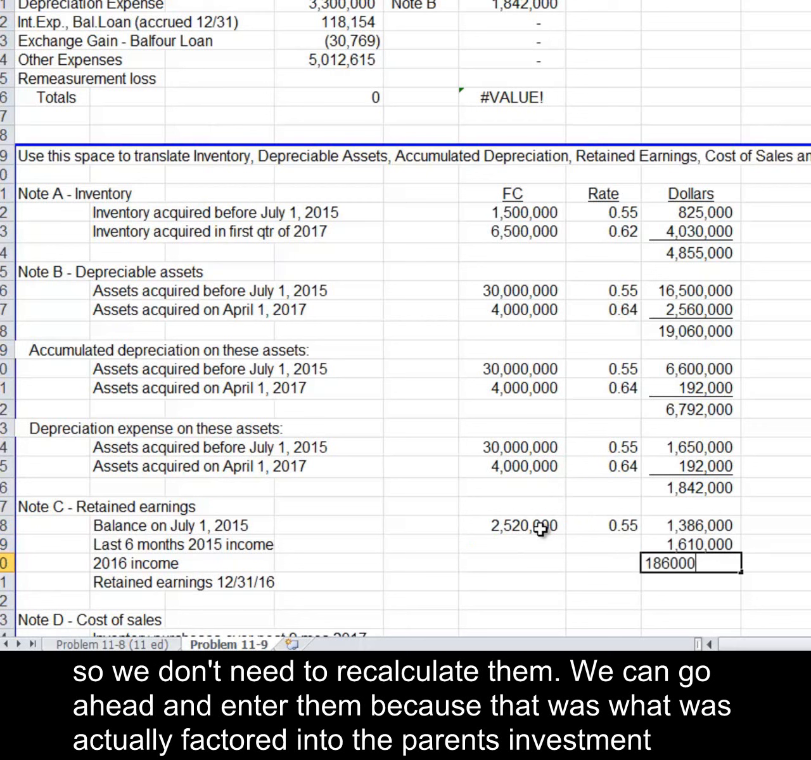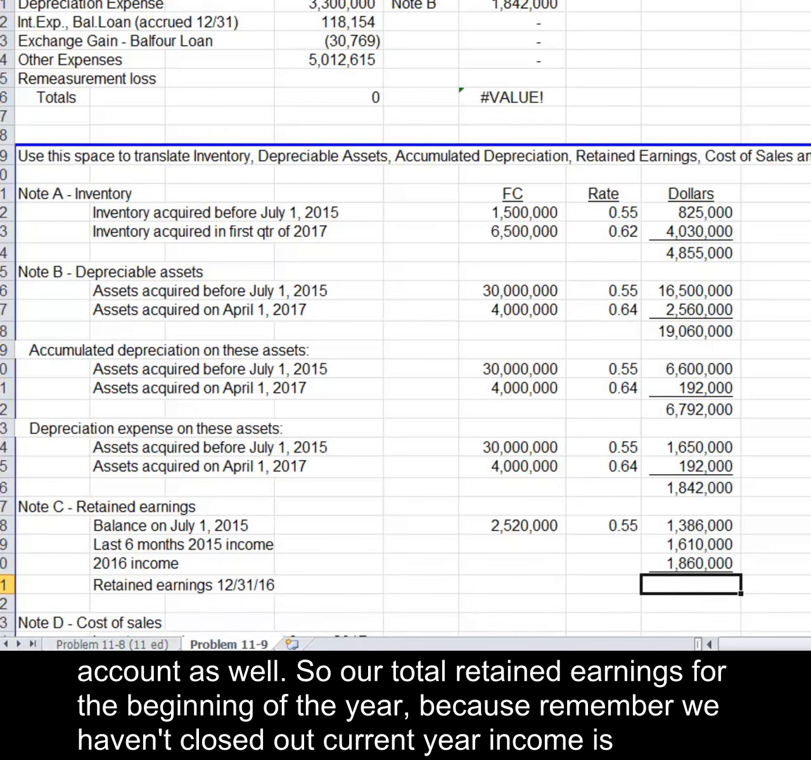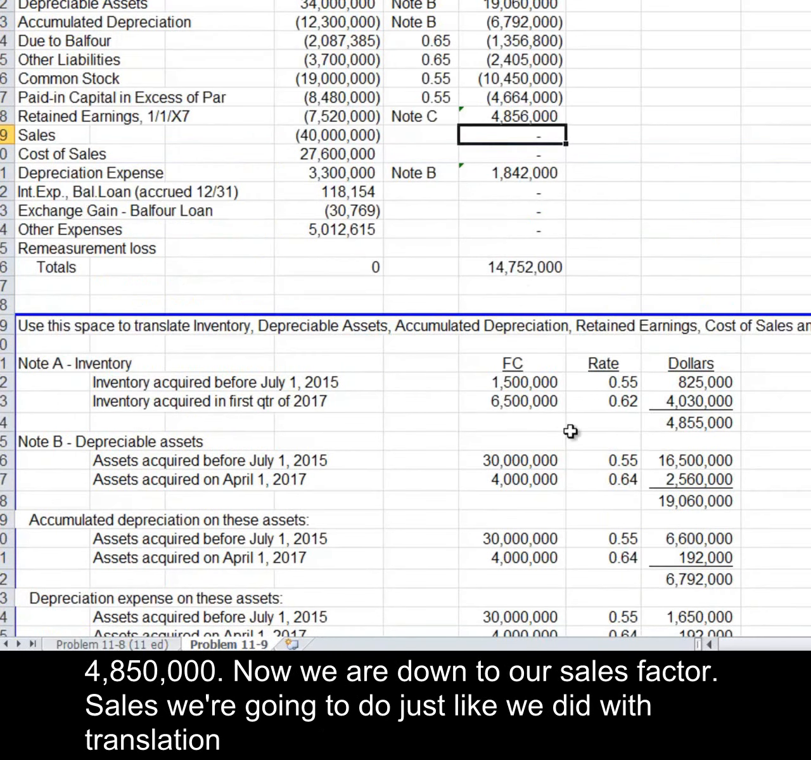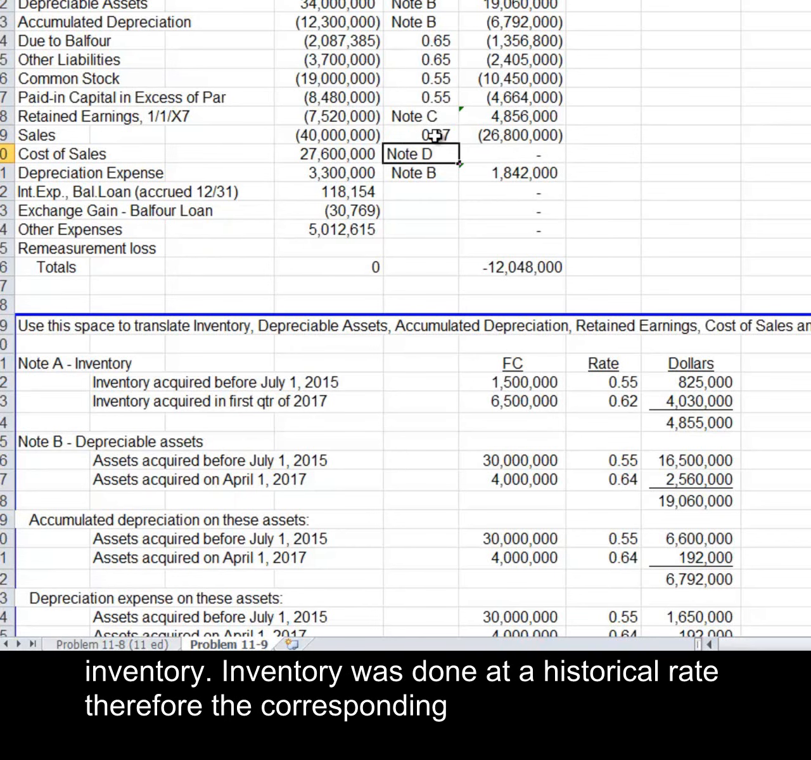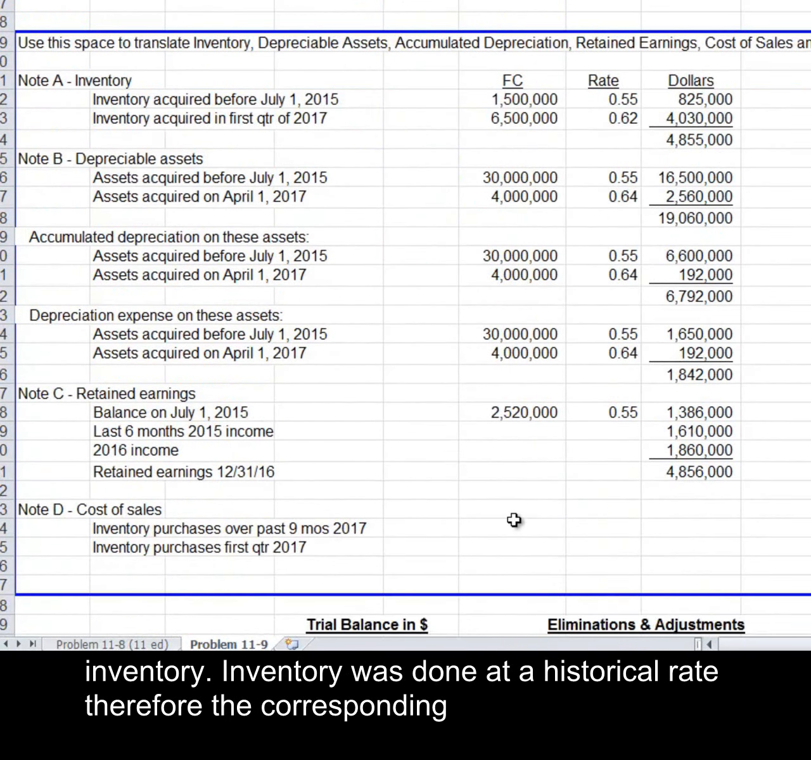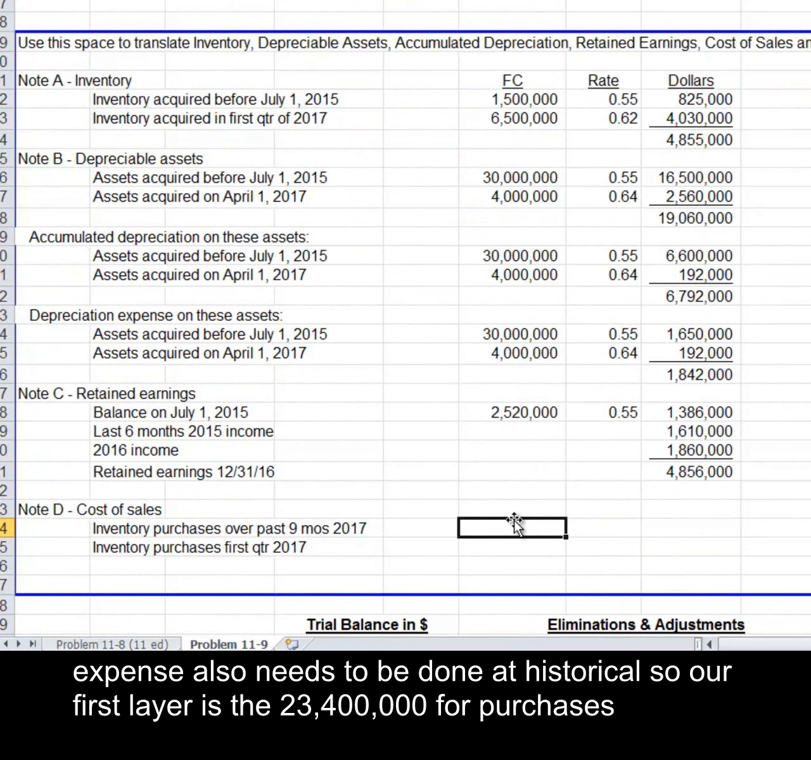We can go ahead and enter them because that was what was actually factored into the parent's investment account as well. So our total retained earnings for the beginning of the year, because remember we haven't closed out current year income, is $4,856,000. Now we are down to our sales factor. Sales we're going to do just like we did with translation at our average rate. Cost of sales, however, we cannot, because cost of sales relates to inventory. Inventory was done at a historical rate, therefore the corresponding expense also needs to be done at historical.